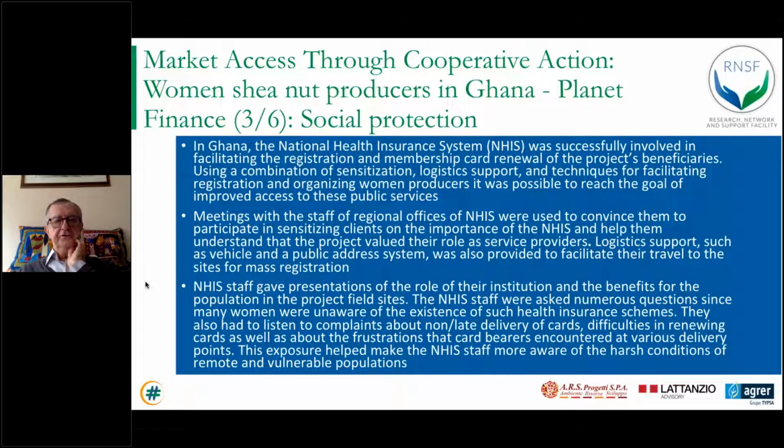The staff of the insurance scheme gave presentations on the role of their institutions and the benefits for the population in the project field sites. The staff were asked numerous questions since many women were unaware of the existence of these health insurance schemes. They also had to listen to complaints about the non-delivery or late delivery of cards, the difficulties in renewing cards, as well as frustrations that card bearers encountered at various delivery points. This exposure helped make the NHIS staff more aware of the harsh conditions of remote and vulnerable populations.